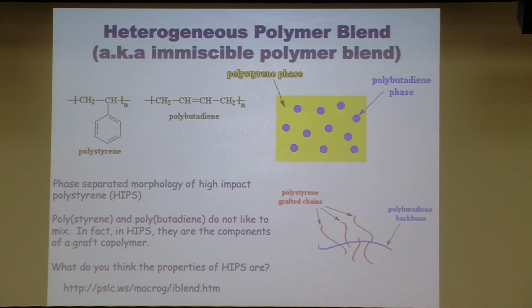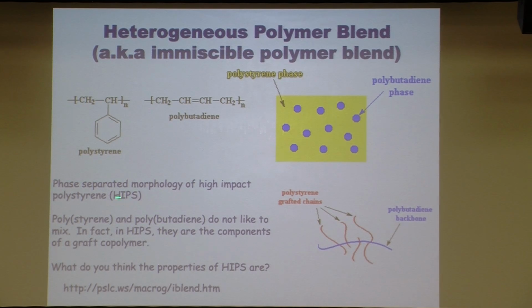This gentleman in the front here said that polystyrene is brittle, and that's exactly right. It turns out if you put a little bit of polybutadiene in there, you get high impact polystyrene, which means you get polystyrene that's not brittle anymore. You get polystyrene that's tough. And tough is a scientific word. It means the area under the stress strain curve. You'll learn that, or you know that from your mechanical properties class.